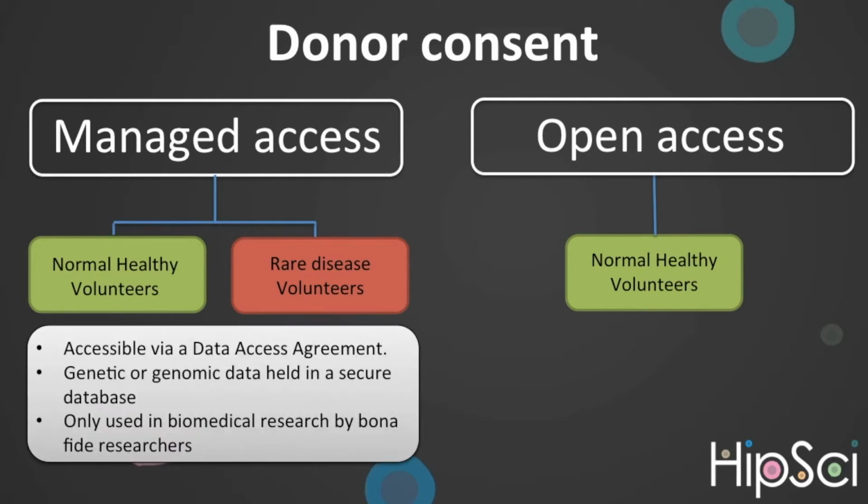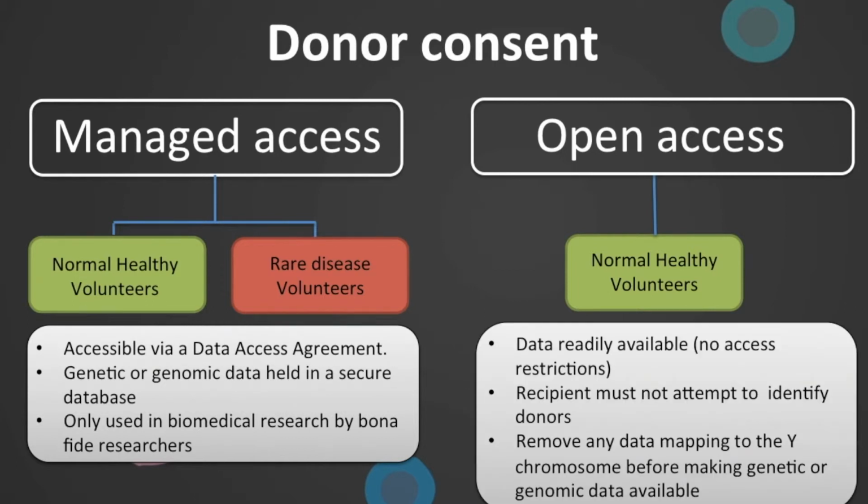Managed access data is only available via a data access agreement. For the managed access cell lines, the recipient agrees that any genetic or genomic data it generates from the use of the cell lines will be held securely and only used in biomedical research. The data must only be made available to third-party researchers under a data access agreement at least as stringent as the data access agreements for data from the same cell line submitted to the EGA by Sanger.